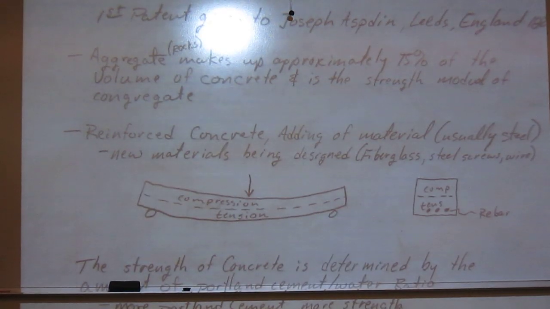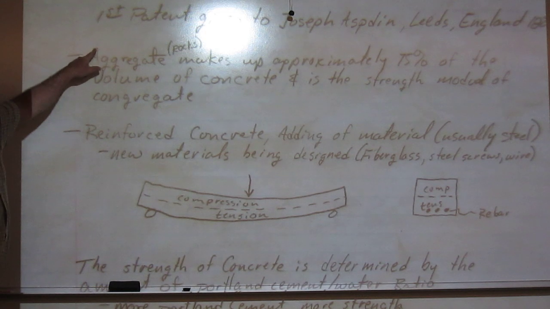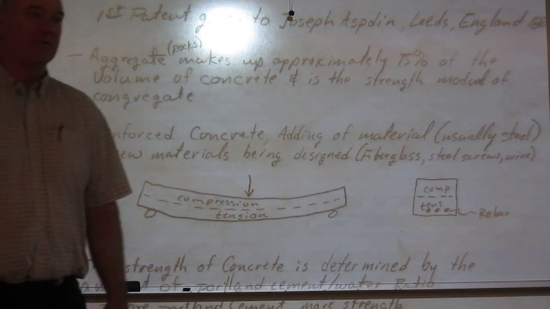Now, what happens when we get into more of how we get this stuff stronger? Because we're dealing with a powder that hardens into a mass, and it really is only capable of certain strengths. So what we end up doing to make it stronger is we put aggregate in. By aggregate, we are adding rock as a general rule.